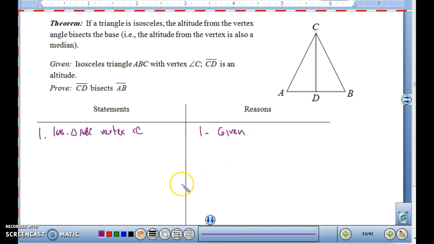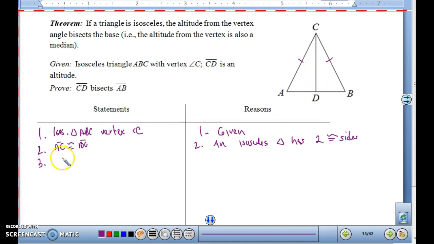So what does an isosceles triangle mean? Well, if we have an isosceles triangle, that tells me I have AC and BC are congruent. AC is congruent to BC, because an isosceles triangle has two congruent sides. So we have that. Then we have CD is an altitude. Well, here is CD, and that's an altitude.